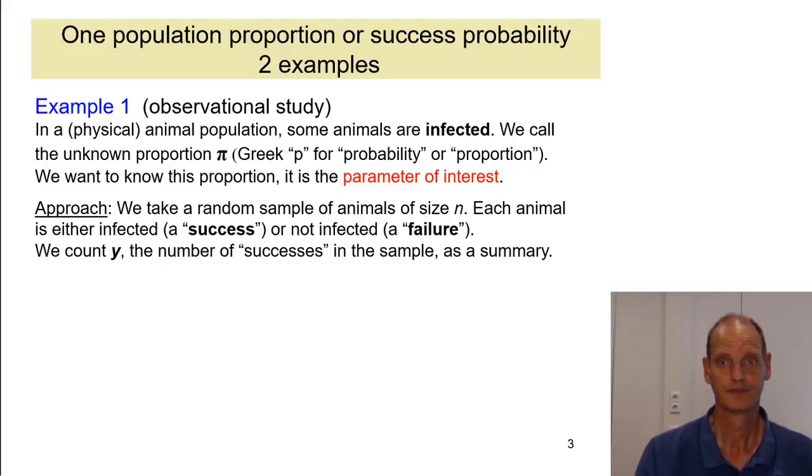What do we do? We take a random sample of animals of size n, for example 100. Each animal is either infected, a success, or not infected, a failure. We could count y, the number of successes in the sample, as a summary.